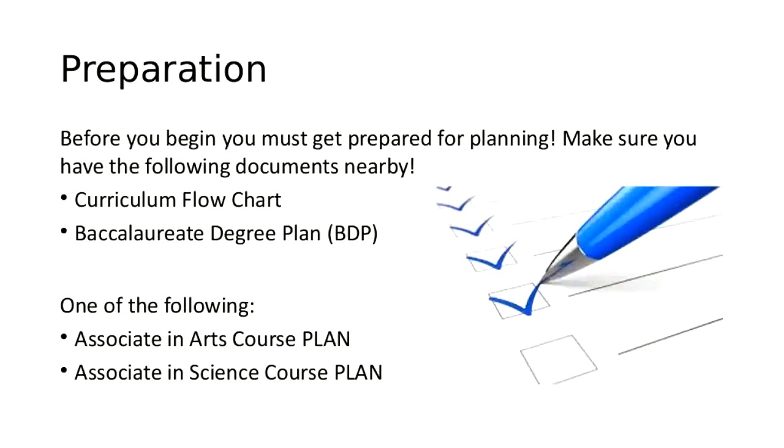So to prepare for this, I want to make sure that you know to do this week's assignment and to plan in the most efficient way, you need at least 3 documents that you're going to be working with. Your Beaufort curriculum flowchart for whatever associate degree you're working toward, your baccalaureate degree plan, or your BDP, which is your checklist from the university that you're planning to attend, and either the Associate in Arts course plan or the Associate in Science course plan, which is attached to the assignment this week.